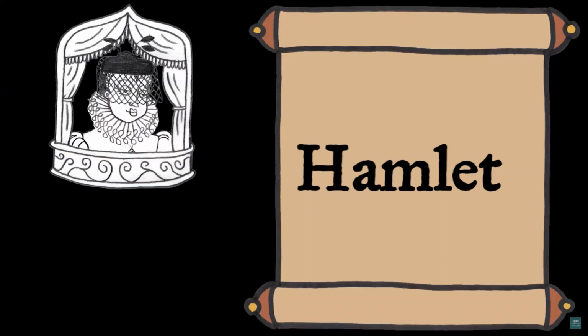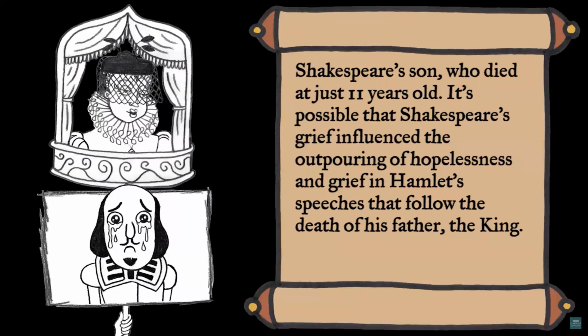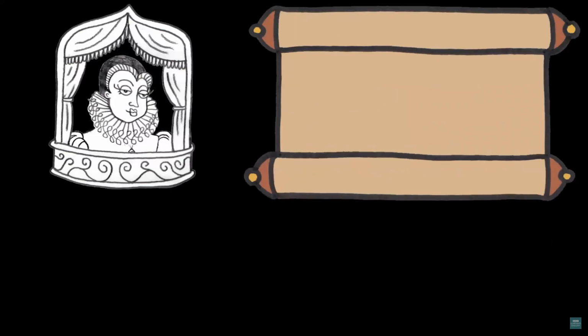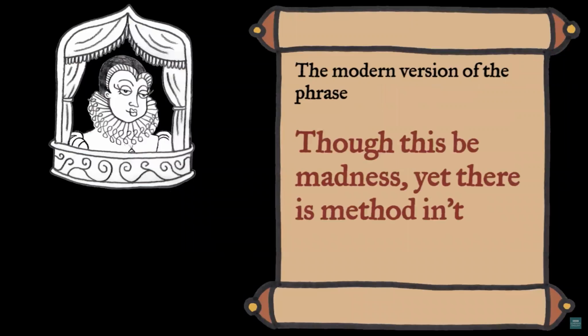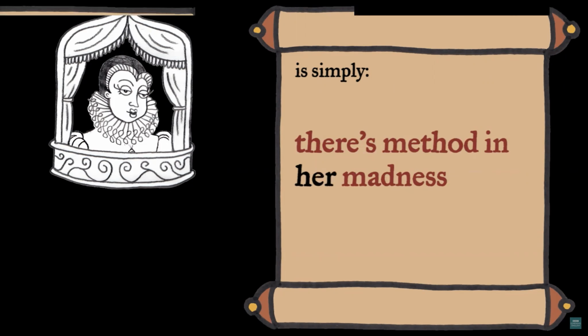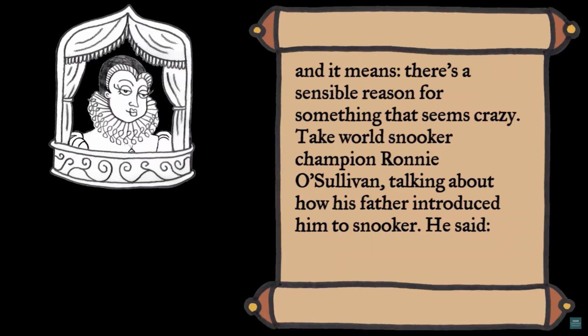We'll leave them there for now. The name Hamlet is very similar to Hamnet, Shakespeare's son, who died at just 11 years old. It's possible that Shakespeare's grief influenced the outpouring of hopelessness and grief in Hamlet's speeches that follow the death of his father, the king. The modern version of the phrase, though this be madness, yet there is method in it, is simply, there's method in his madness, or her madness, or my madness. And it means there's a sensible reason for something that seems crazy.